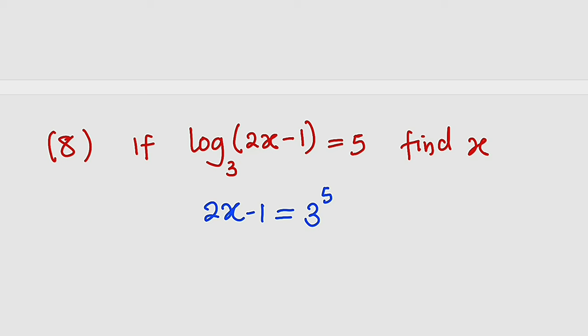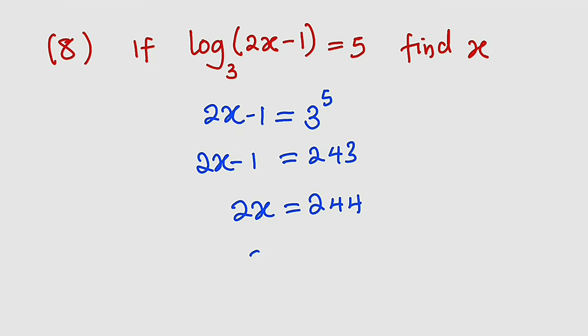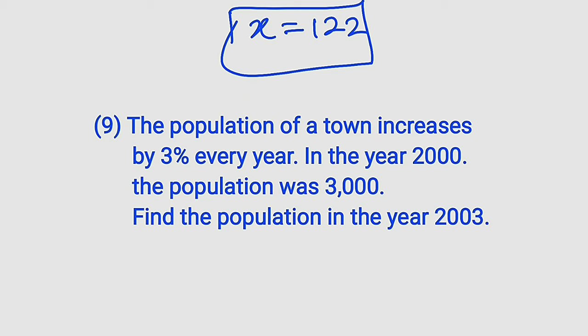3 raised to the power of 5 means 3 times 3 times 3 times 3 in 5 places, right? Which is going to give us 243. Therefore 2x minus 1 is equal to 243. You can add 1 to both sides just to eliminate this negative 1. So to the left we have 2x, and to the other side it will be 244. Then finally we divide both sides by 2. x will be equal to 122. And hence this is the solution to this problem. x is equal to 122. Let's move to question number 9.